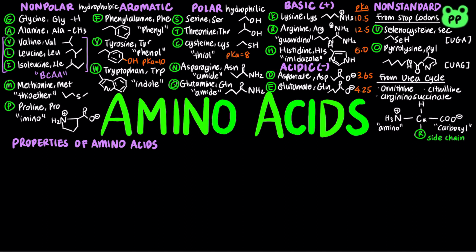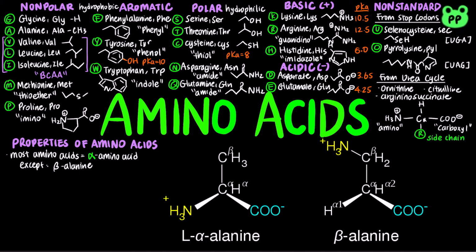All 20 of the common amino acids are alpha amino acids, meaning that they have a carboxyl group and amino group bonded to the same carbon, which is the alpha carbon. The only naturally occurring beta amino acid is beta-alanine, in which the amino group is connected to the beta carbon with respect to the carboxyl group. Beta-alanine serves as a component of coenzyme A, derived from vitamin B5.